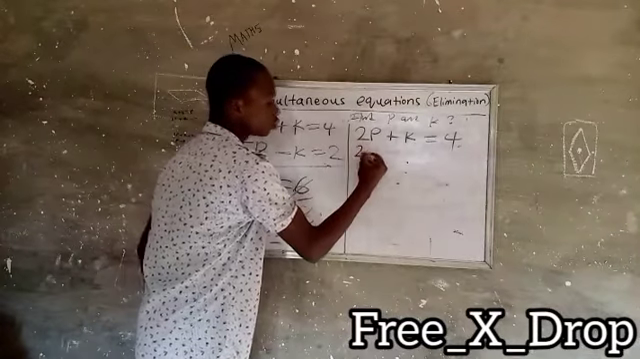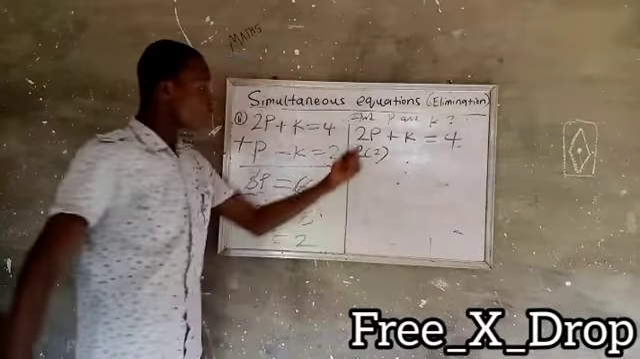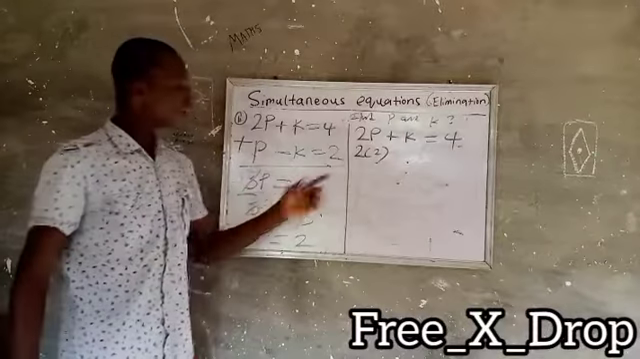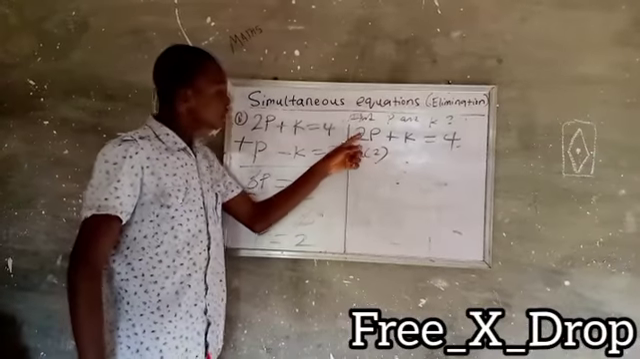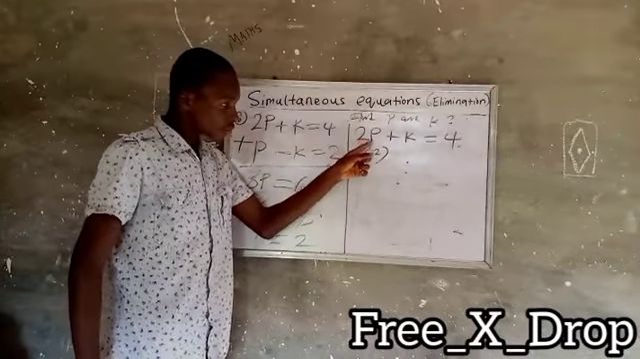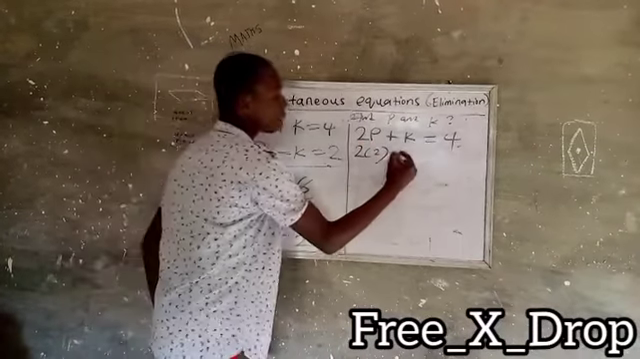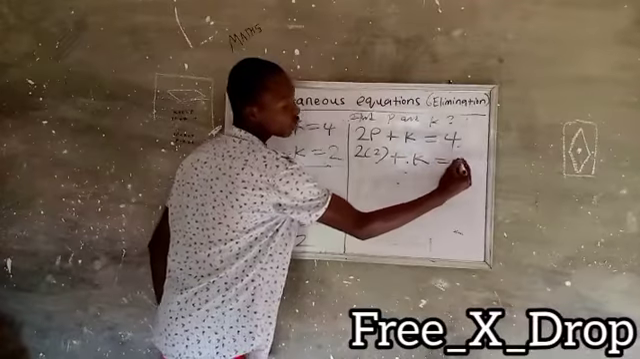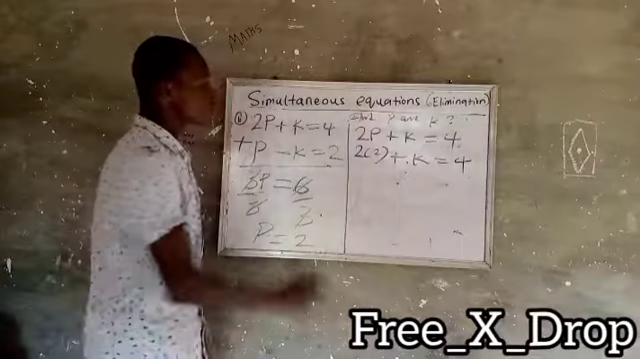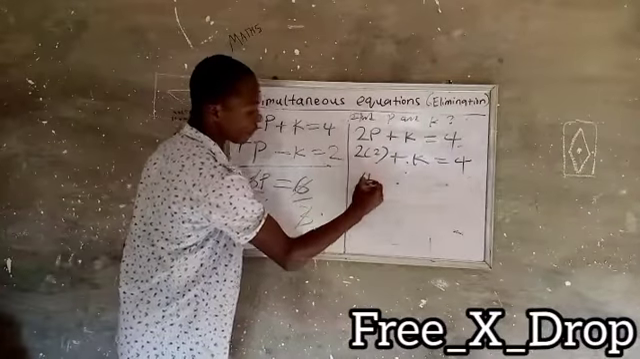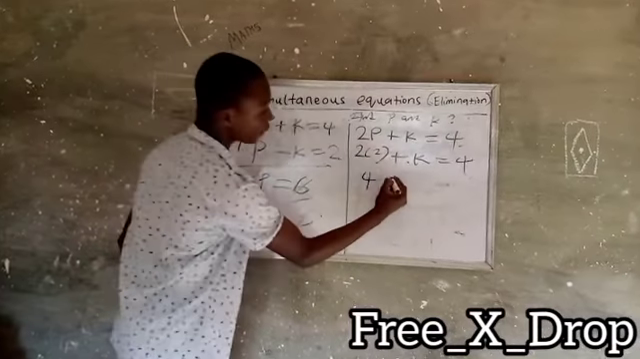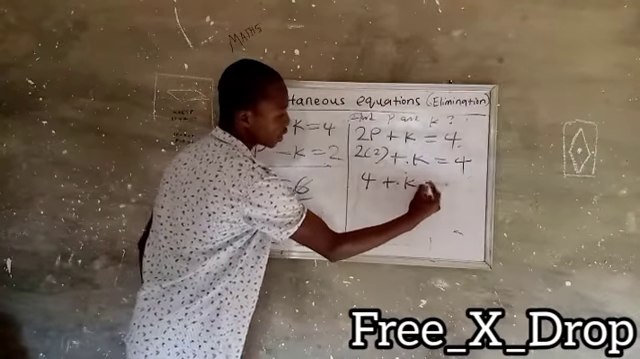So this is now 2 in brackets 2. Your p is 2. Don't write 22. You put it in brackets to show you are multiplying. Then plus the k, which you don't know and are looking for, then equal to 4. So what do you have now? 2 times 2, you have 4. Plus k equal to 4.